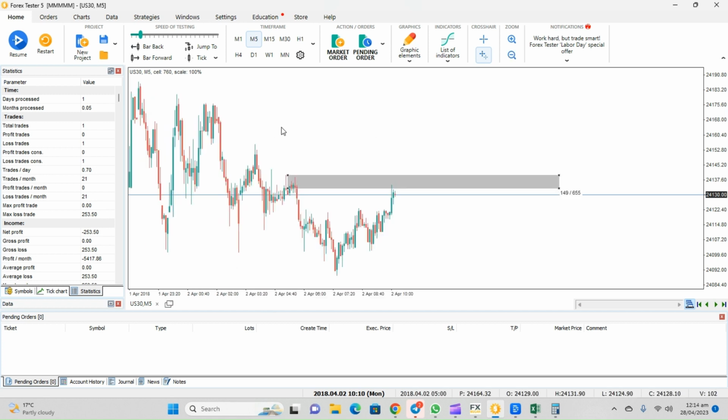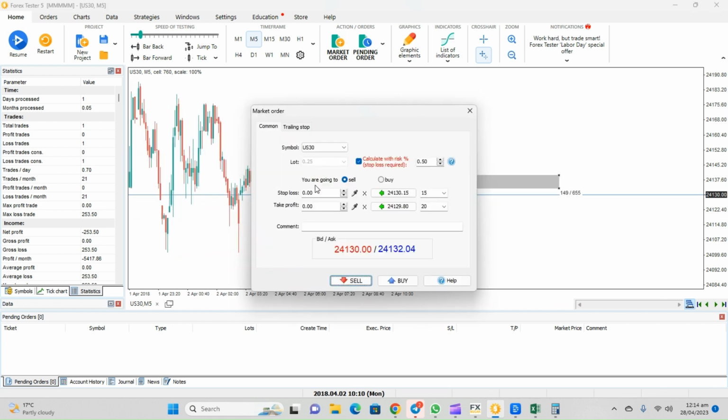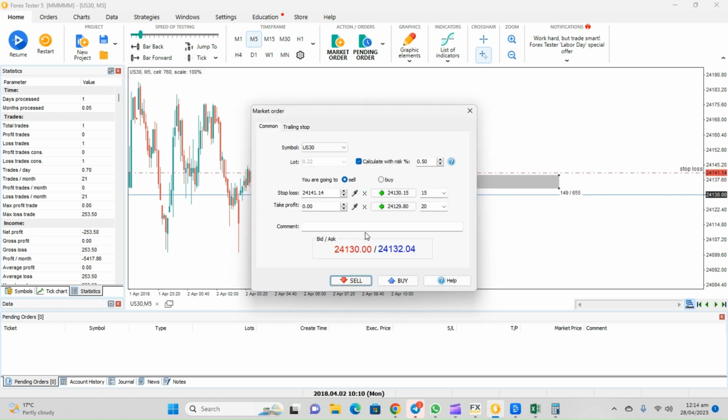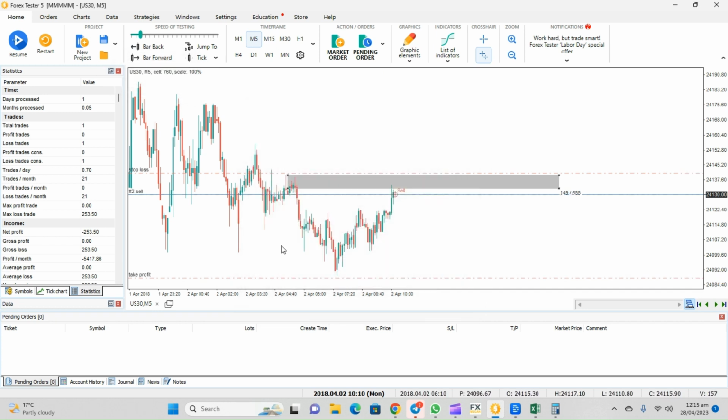And then of course, we are selling from there. We are targeting these lows right here. So we sell from here, our stop loss just above here, and our target below here. We sell, risk 0.5. Let's see how this would have turned out.